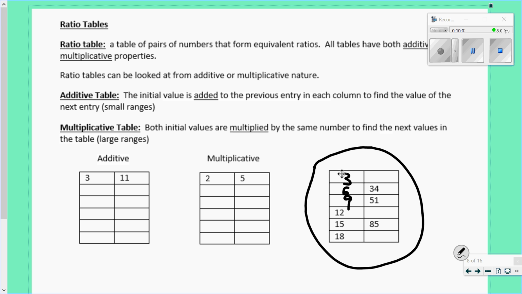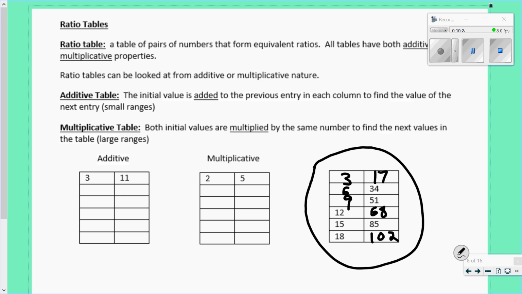So in this first one, what do we put? 17. 17. And there goes 34, 51. Then what's after that? 68. 68? And what's after 85? 102. 102. I got 1,248. Ooh, you're a little bit off.